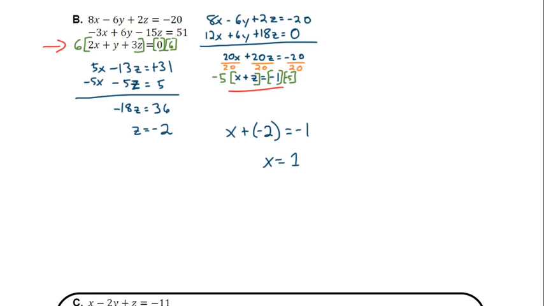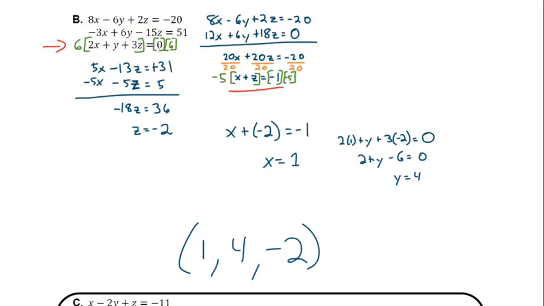Anyways, so we've got x, we've got z. So let's use the last equation. I'm going to use that one over there. So I've got 2x, so 2 times 1, which is just 2, plus y, plus 3 times z, which is negative 2, equals 0. So that's 2 plus y minus 6 equals 0. Move the 6 over, move the 2 over. 2 minus 6 is negative 4. Move the 4 over. y equals 4. So your solution is x is 1, y is 4, z is negative 2. That is your ordered triple.